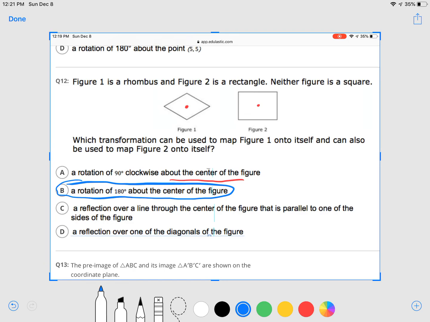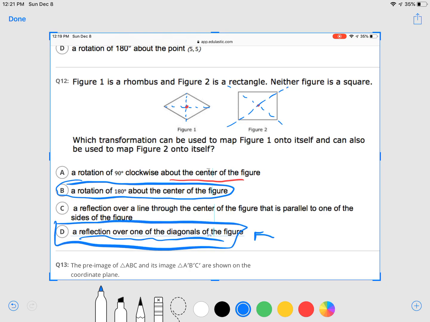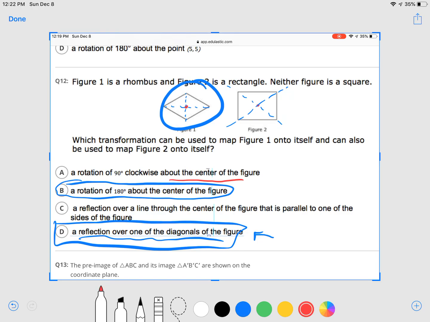None of the reflections will work. Or sorry, like option D, the reflection over the diagonal, that will not work for the rectangle. I think we talked about this in class. We've done this problem in class a long time back. But I also said it in the medium difficulty video, which is that only for rhombuses do the diagonals work. Rhombuses and squares. Okay, so option D would actually work for figure 1, but it won't work for figure 2.